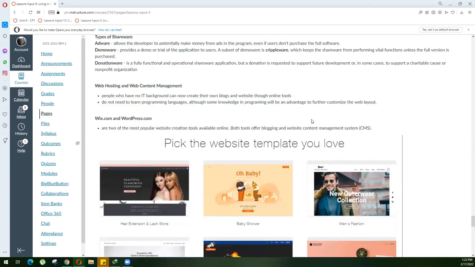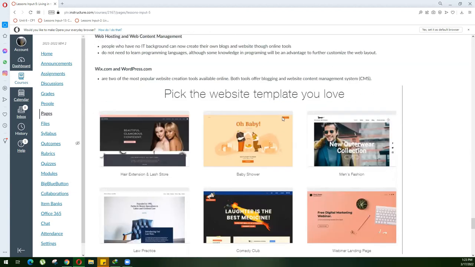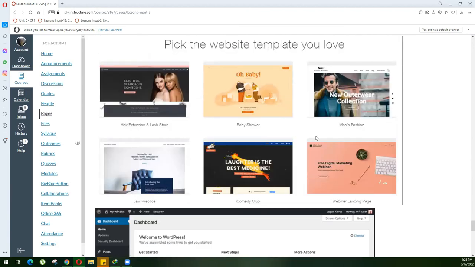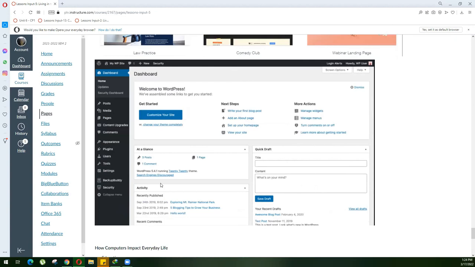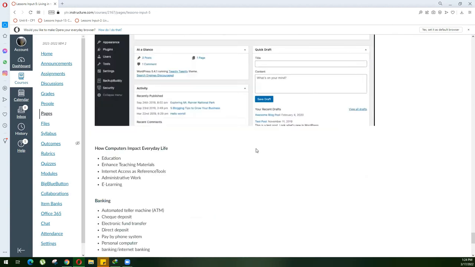Web hosting and web content management. People who have no IT background can now create their own blogs and websites through online tools. They do not need to learn programming languages, although some knowledge in programming will be an advantage to further customize the web layout. Samples are Wix and WordPress. So this is a sample of a Wix template, whereas this is an example of a dashboard of WordPress.